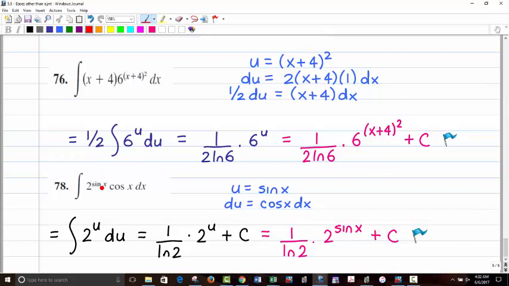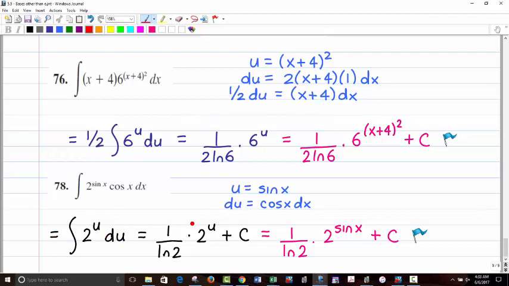2 to the sine x times cos x dx. Really pretty easy here, easier than the last one, because you don't even have to adjust for the du. Obviously u has to be the exponent, sine of x. And du turns out being cosine of x dx, which fits perfectly. No adjustment necessary. So our integral just becomes 2 to the u du.